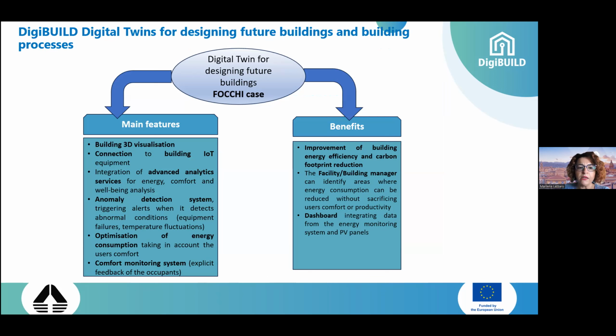designing future buildings in the case of Focchi. Focchi is an Italian company. Inside the company area, there is the office building and the factory where the whole assembly process of the facade system takes place. This pilot is also equipped with a photovoltaic system. The main feature provided by the digital twin is the building 3D visualization. Of course, we have the connection with the building IoT equipment, so the digital twin is fed by real-time data.